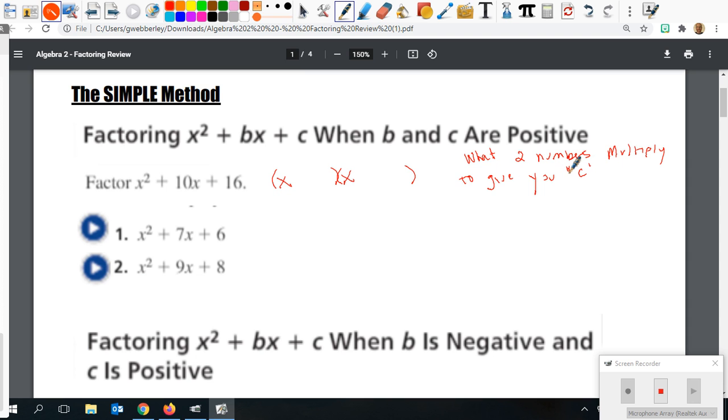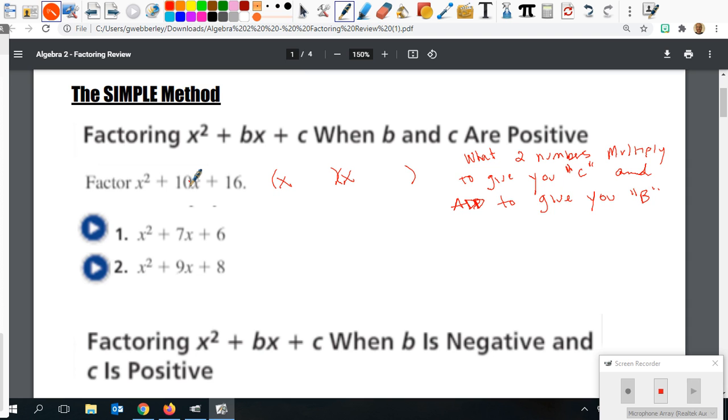So separate that. That's C. Give you C, and add to give you B, the B number in the middle, which in this case is 10. So in our problem here, we're basically asking this question: what two numbers will multiply to give us 16 and add to give us 10?